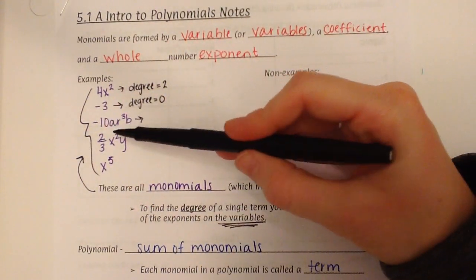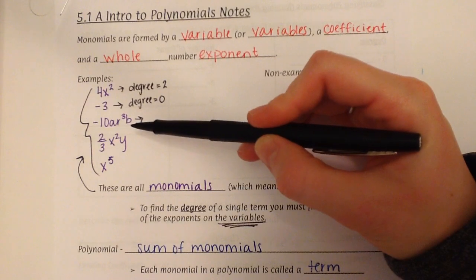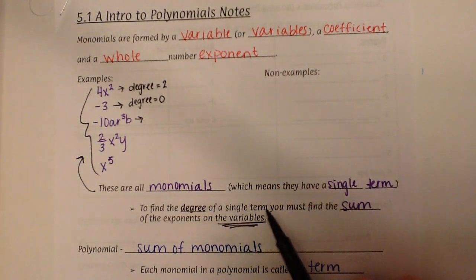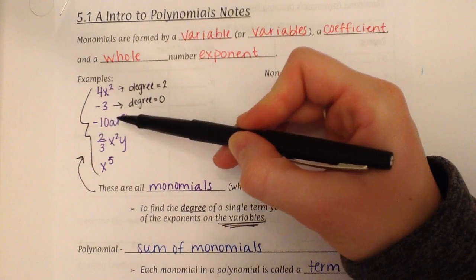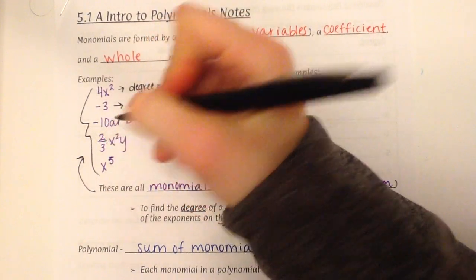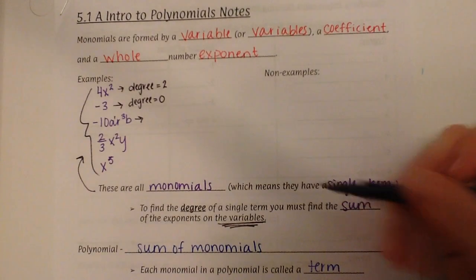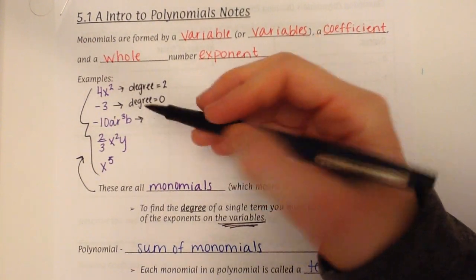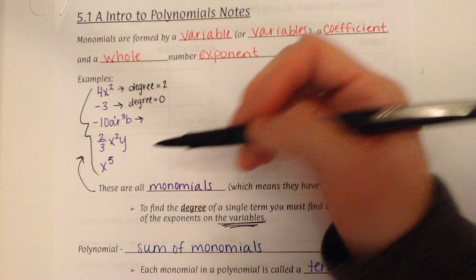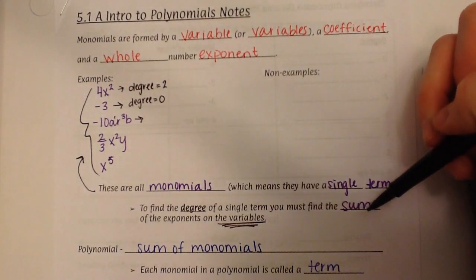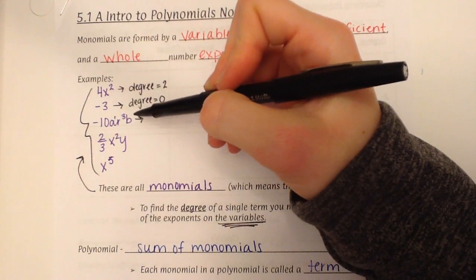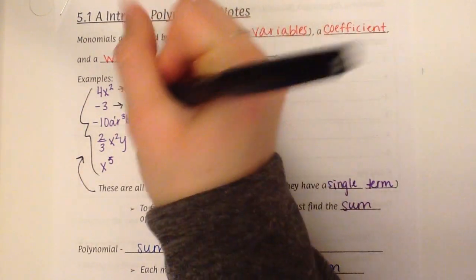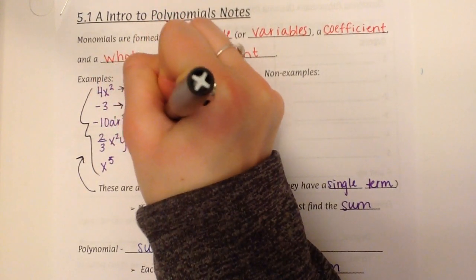So we have -10a r cubed b. To find the degree of a single term, you must find the sum of the exponents on the variables. If we have a by itself, that's really a to the first power. We just don't usually write the first power. Then r cubed, and b, which is the same thing as b to the first power. The sum means we add them all together. So we have 1 plus 3 plus 1, which is 5. So your degree would be 5.